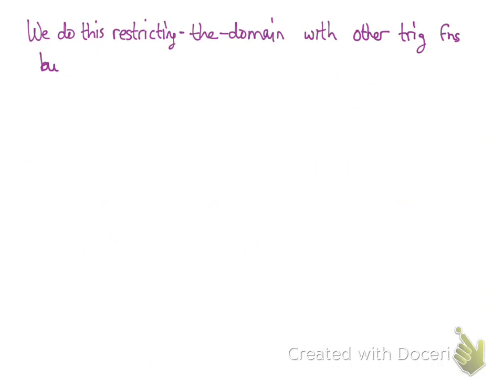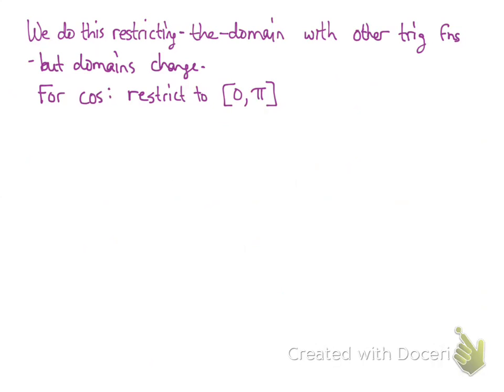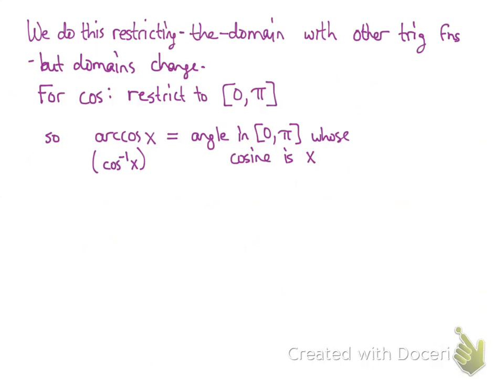Okay, so we did this with sine. We can do this same procedure, restricting the domain, with other trig functions like cosine and tangent and so on. But the same domain won't always work because of the way the graphs look. For cosine, it does not work to pick the domain negative pi over 2 to positive pi over 2, because it still doesn't pass the horizontal line test if you pick that domain. For cosine, we have to restrict to the domain from 0 to pi, that interval. If you do that, you can define this arc cosine or inverse cosine function. And it has the same idea as arcsine. That is, arc cosine of x is the angle in this interval, 0 to pi, whose cosine is x.